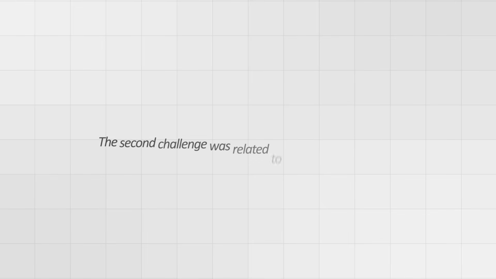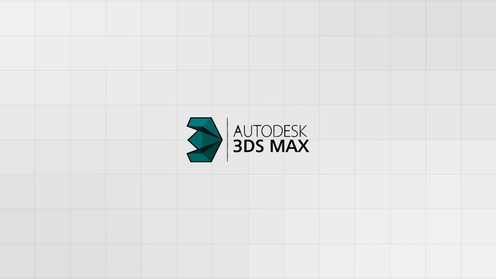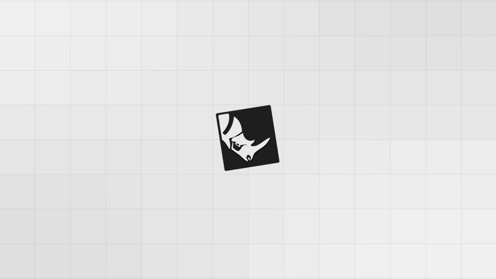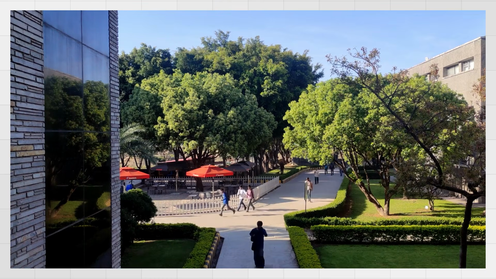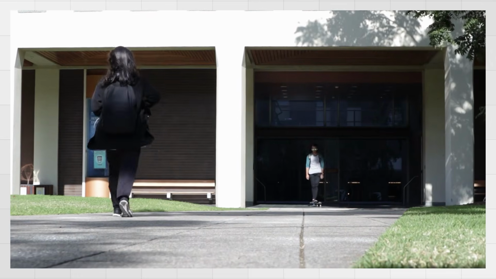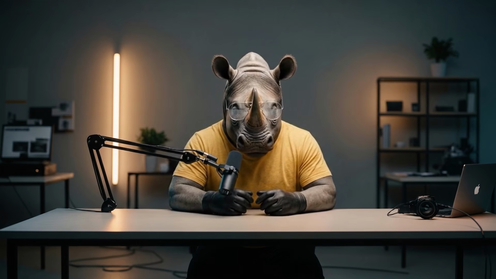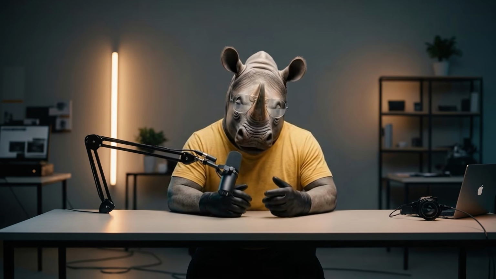The second challenge was related to tools and software. At that time, most of my work was done in 3ds Max, but gradually Rhino 5 was emerging as a serious tool for parametric and form-driven design. At the same time, one of my professors strongly encouraged me to move beyond purely rendering-based workflows and explore more precise tools for form generation. That was the moment I decided to switch to Rhino.